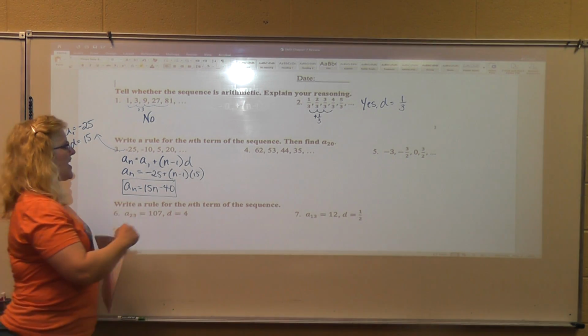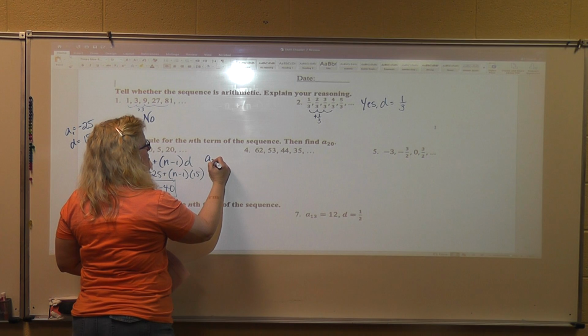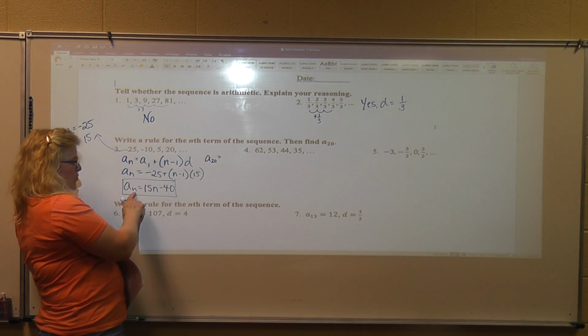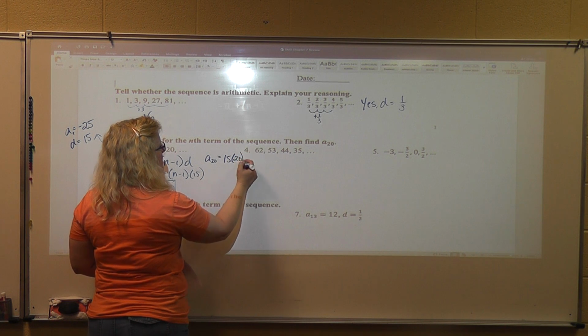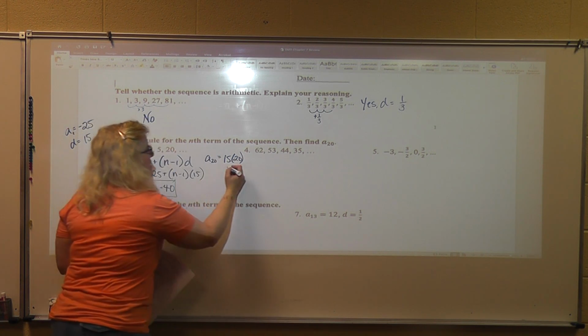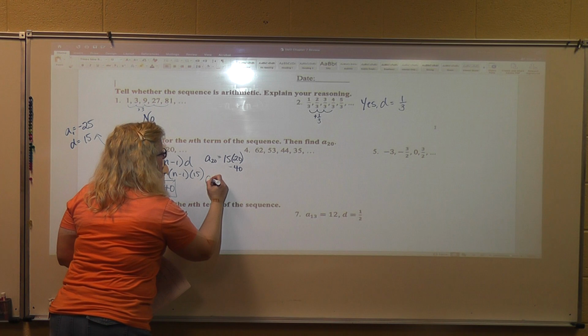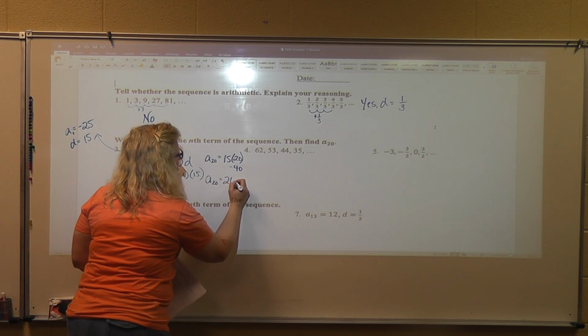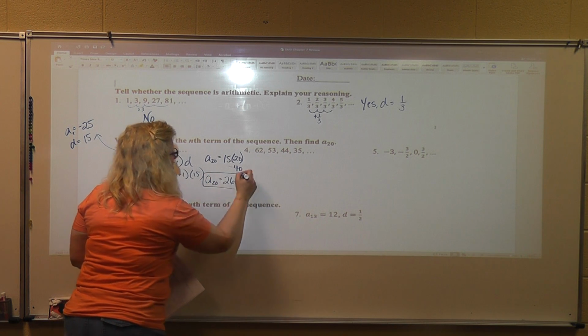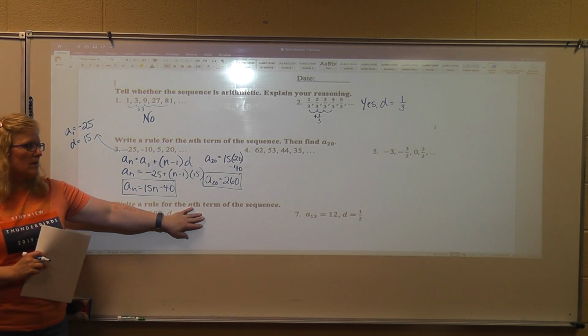Now if I want to find a sub 20, then I just plug in 20 for n. So 15 times 20 minus 40, a sub 20 equals 260. Okay, so that's how you do this problem.